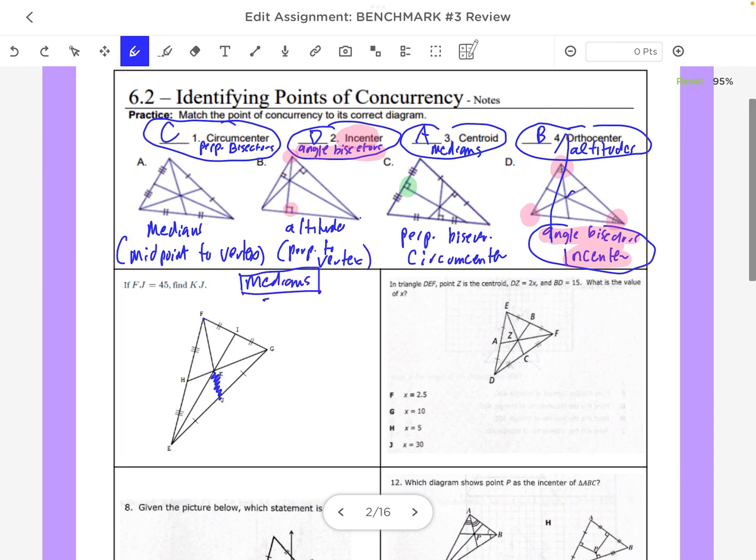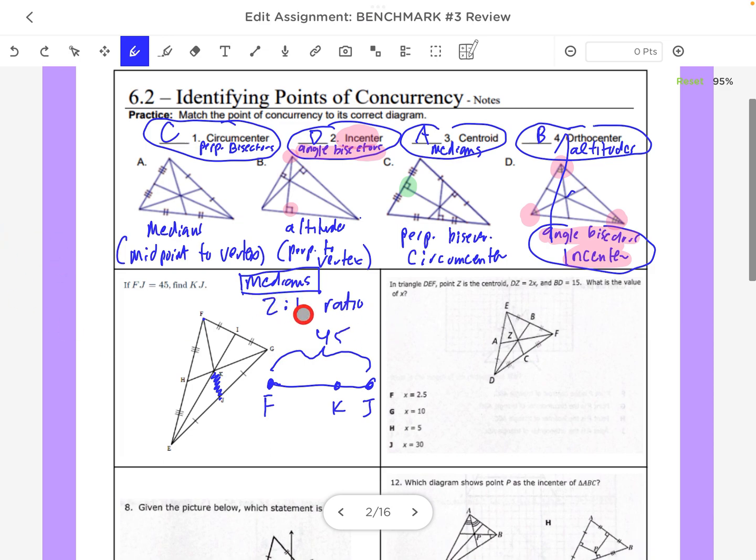And we know with medians, they're a 2 to 1 ratio. So let's go ahead and draw that. This will make it easier. We know it goes from F to J, and this is a short piece, this is a long. We remember, short and long. So F to J, and K is right there. That's the small piece. The whole thing is 45.